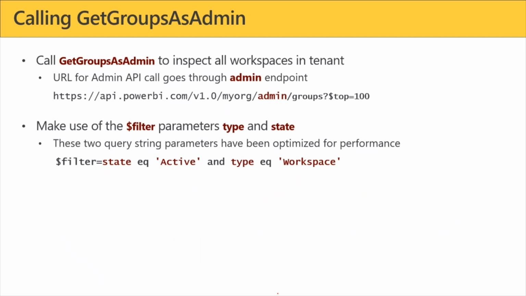However, what if you're calling get groups as admin and you're in a huge enterprise organization that has 20,000 workspaces? So what you'll see is that we require that you use the $top parameter to specify how many workspaces should be returned, and also make use of the filter parameter to look at the type. And if we say type equals workspace, I just want to see V2 workspaces. And if we say state equals active, I'm basically saying only show me the workspaces that are active. Do not show me the workspaces that have been deleted and are kind of in that in-between state before being deleted.